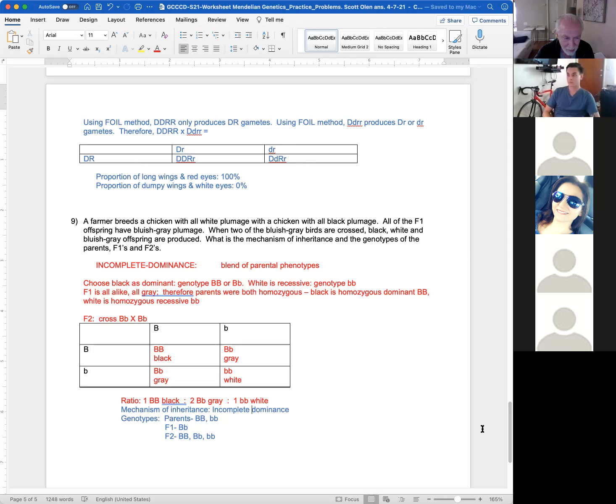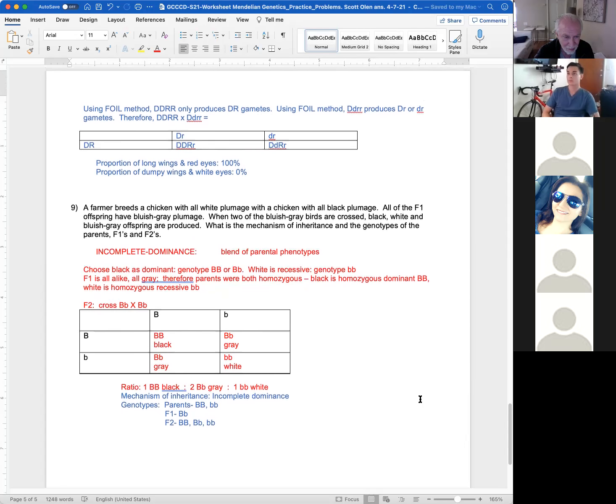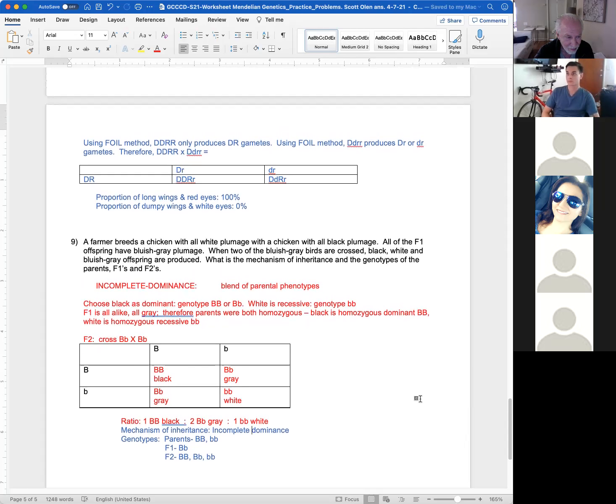Did this make sense to people? The discussion kind of got a little involved, but the basics of it are not really anything different than what you saw in, say, question number 1. It's just a simple monohybrid. The difference was the mechanism of inheritance.